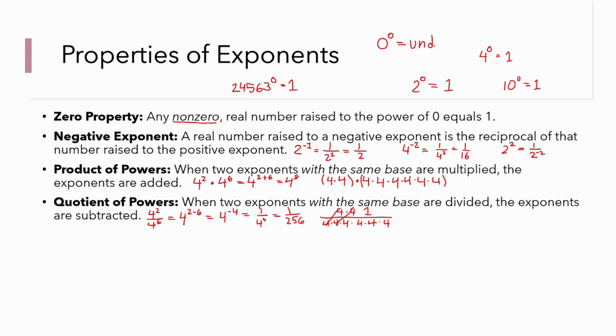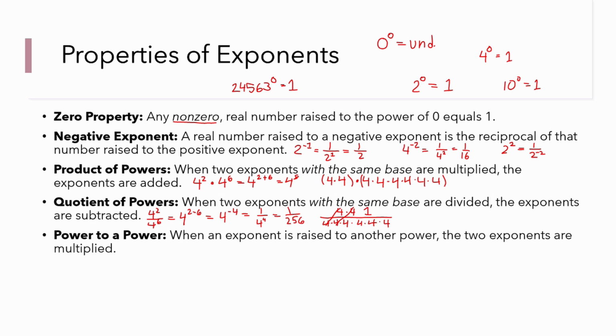Alright, the next property is power to a power. When an exponent is raised to another power, the two exponents are multiplied. An example would be that 2 squared raised to the 7th power is going to equal 2 to the power of 2 times 7, which is equal to 2 to the power of 14.